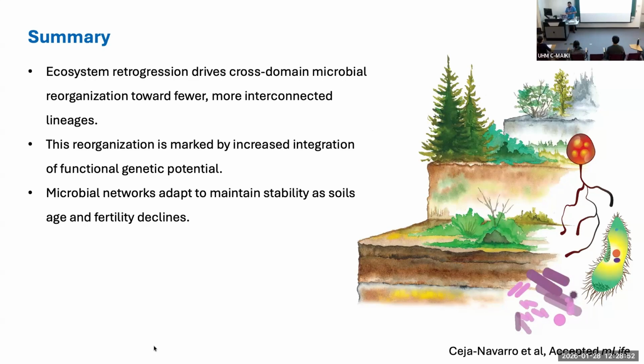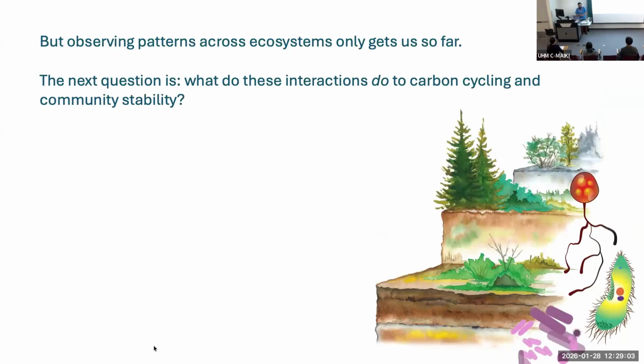But again, I have always been, and I will say this, I have always been obsessed about understanding how things are connected. That's the view that I love about microbial communities. So observing these patterns across ecosystems will only get us so far. Let me say, because I forgot, now we're analyzing the metatranscriptomes also of these terraces. So what I show you here is just metagenome based. But our next question is, what do these interactions do to carbon cycling and community stability?